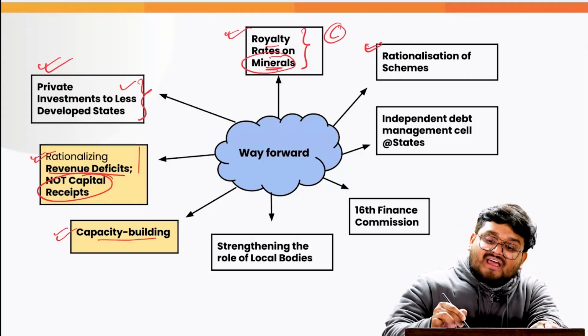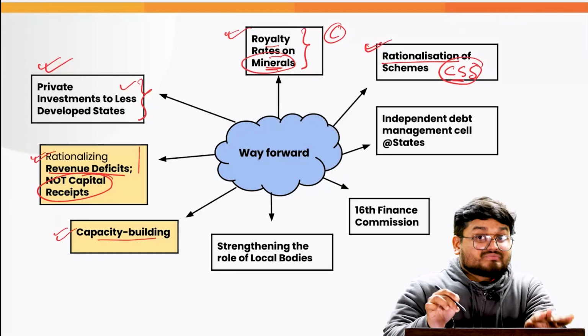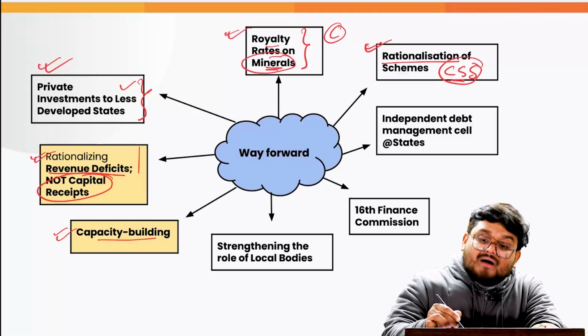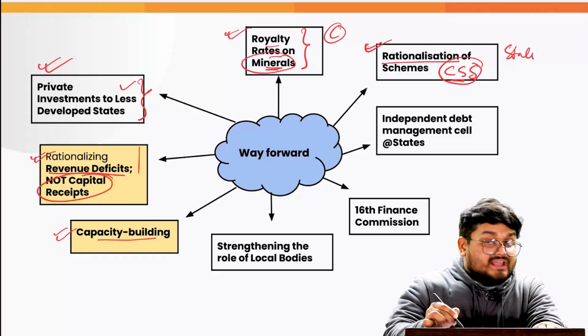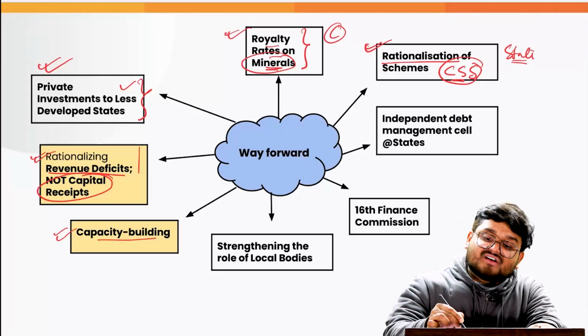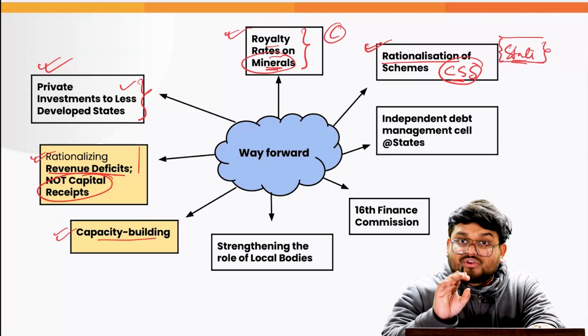Then the rationalization of centrally sponsored schemes must also be done. Why? Because we have to understand, with reference to a centrally sponsored scheme, part of the expenditure has to be made by the state government, right? This is in contrast with the central sector scheme, where we have a component fully sponsored by the union government.